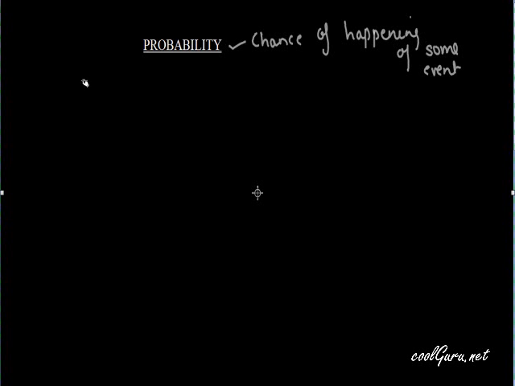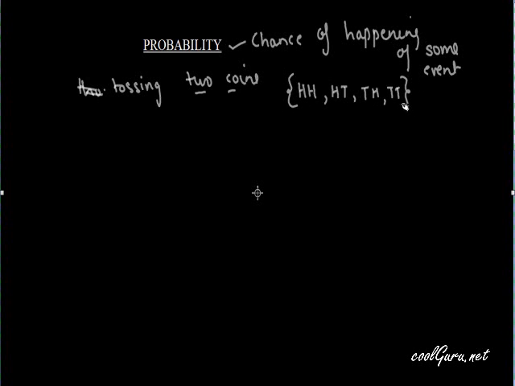Let us consider one experiment of tossing two coins. What are the possible outcomes of this experiment? We may get head on the first coin and head on the second, head on first and tail on second, similarly TH or TT. These are the four possible outcomes of this given experiment, and the set of these outcomes we call the sample space.